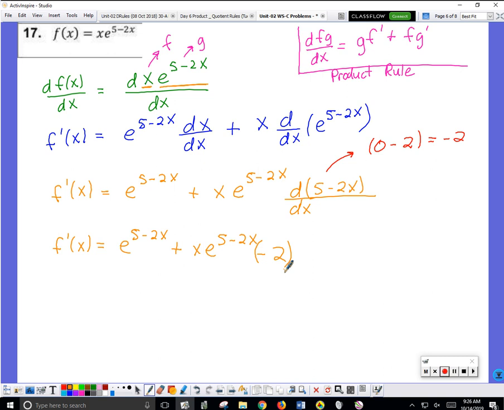Okay, on the written portion of the AP test, you stop right there. Don't do anything else. Just stop. But on a multiple choice test, that won't be an answer. We have to factor. So I'm going to factor out the e to the 5 minus 2x. So we go f prime.